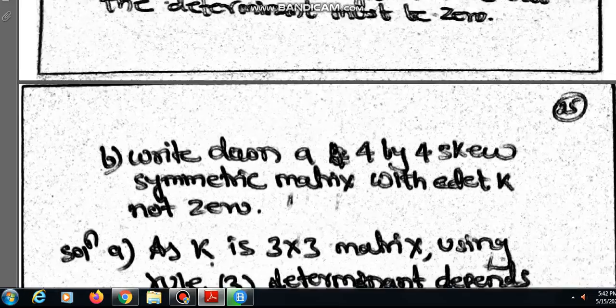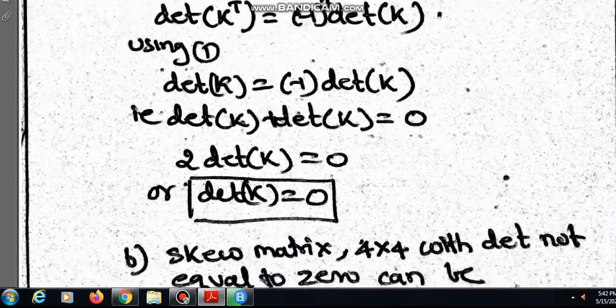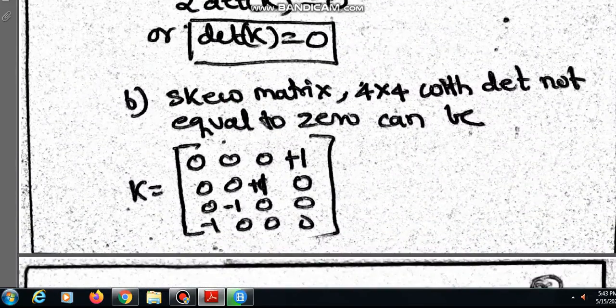So I'll take an example where the diagonal value is not equal to 0. You can check here the diagonal elements: plus 1, minus 1, minus 1. If I take K transpose and multiply it with minus 1, I will get back my original K. And you see the diagonal values are plus 1, all non-zero elements, so automatically the determinant will not be equal to 0. You can write any other example also.